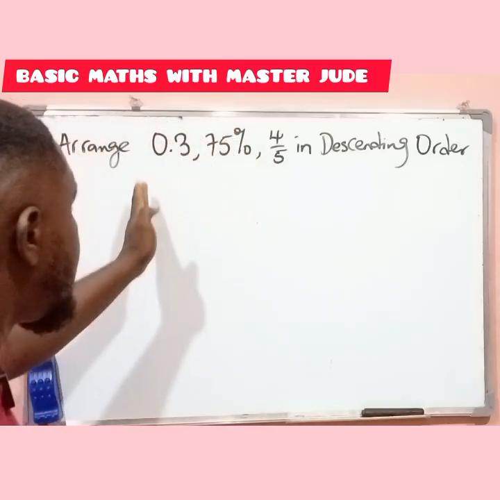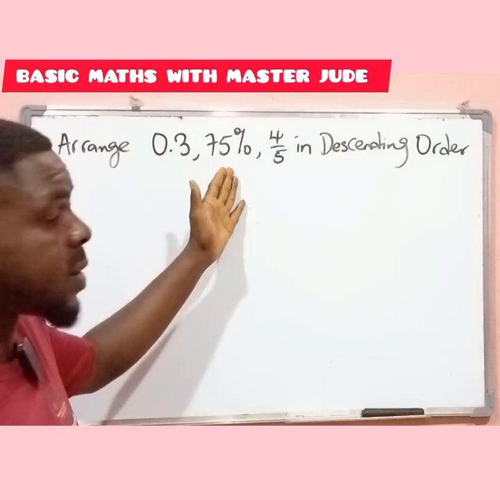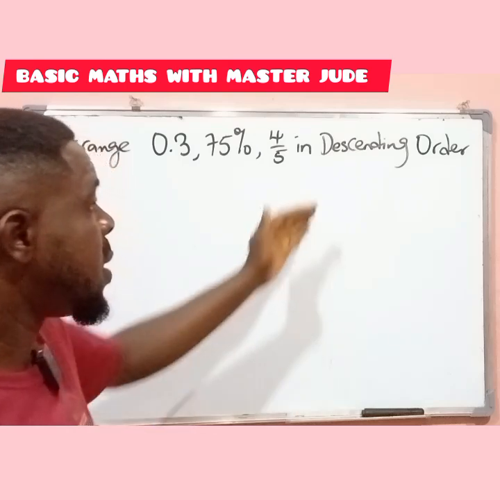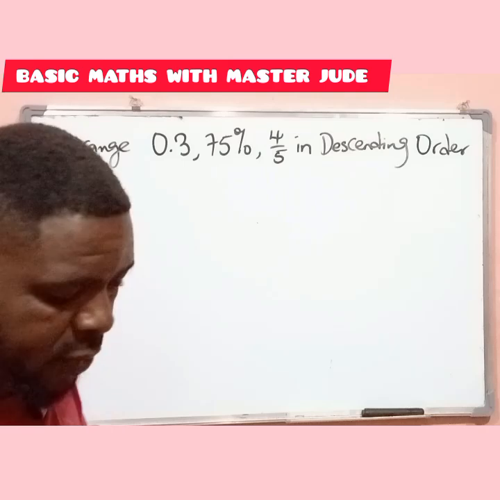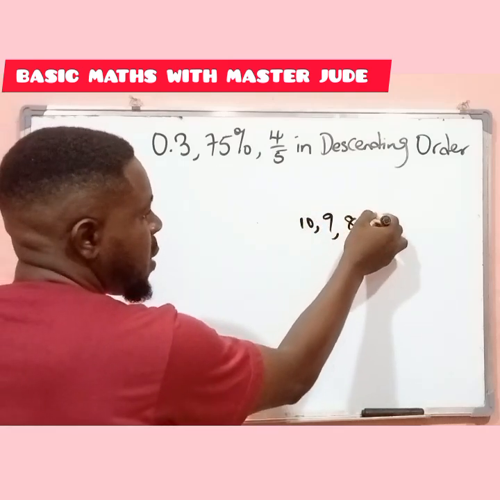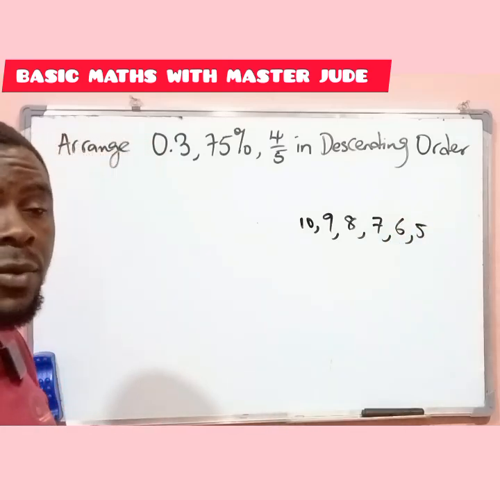Today let's solve this question. This question says arrange 0.3, 75%, 4/5 in descending order. What is descending order? Descending order means arranging numbers from the highest number to the lowest number. Let's say from 10, 9, 8, 7, 6, 5 to the lowest number.